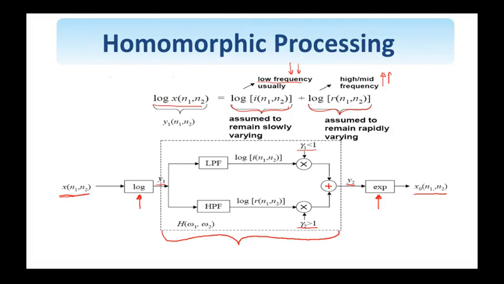So for this particular image model, again, as the product of the illumination with the reflectance, homomorphic processing is the natural framework to be applied, and that will allow us to achieve our objectives, which is to decrease the dynamic range while increasing the local contrast.